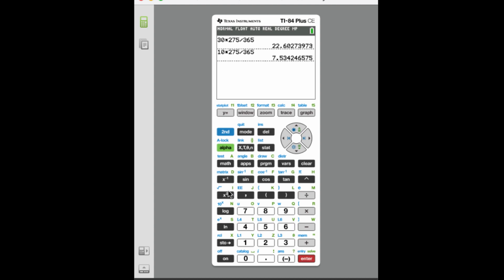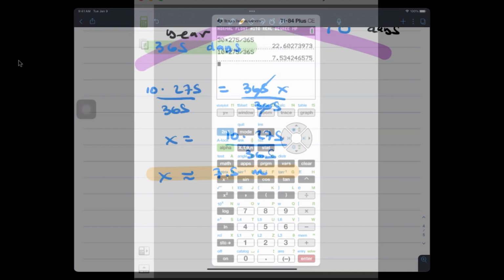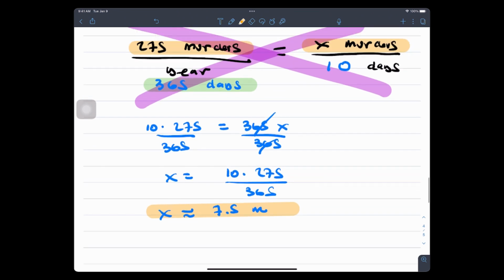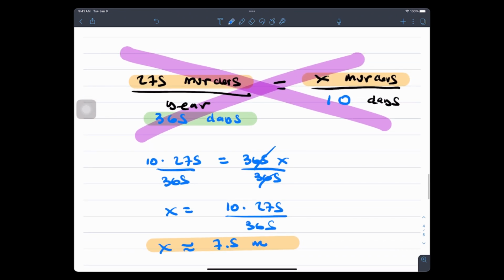And ladies and gentlemen, what do you get? 7.5 what? Murders. So in a 10-day interval now, you can say there's 7.5 murders based on that original rate. So you guys can convert that to any interval you like. Doesn't matter what it is. So that's an important detail. And this is like powerful stuff.